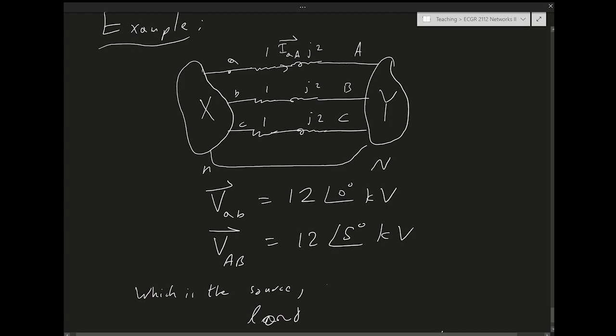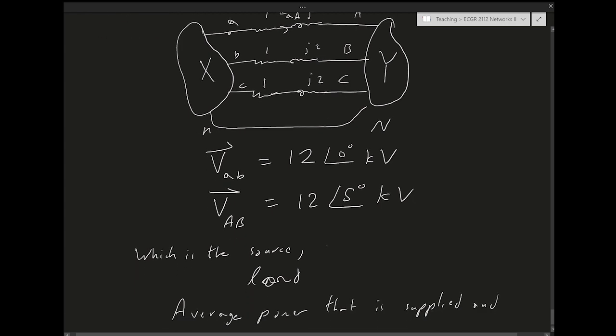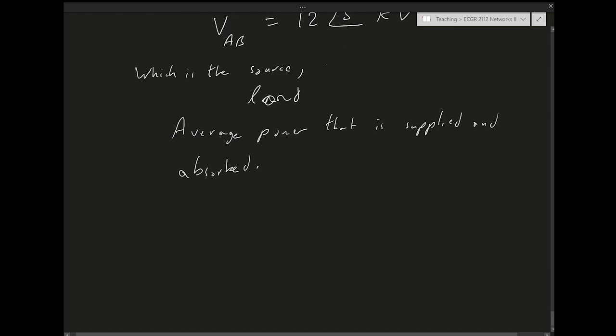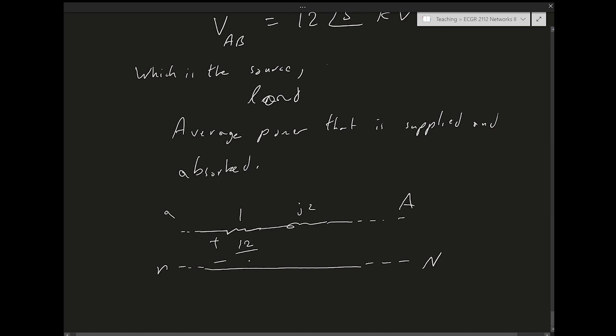So, we want to use the trick of reducing, this is a balanced system, so we're going to reduce it to a single phase circuit. The single phase circuit is going to look like this. So this is node A, node N, then I have 1 ohm, and then I have J2, and then I have capital A, and then I have capital N. And the phase voltage is going to be the same as the line voltage, but divided by square root of 3.